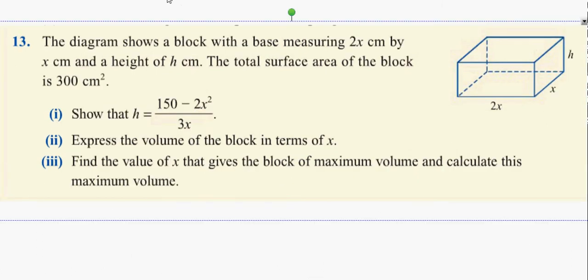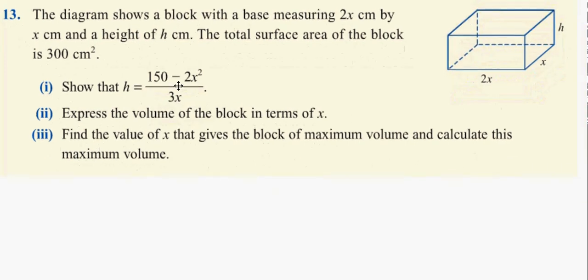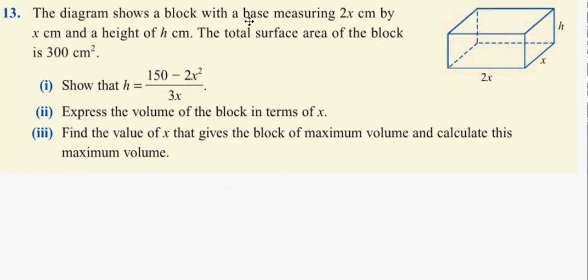Now moving on to number 13. The diagram shows a block with a base measuring 2x by x and a height of h. The total surface area of the block is 300 centimeters squared. Show that h equals 150 minus 2x squared all over 3x.